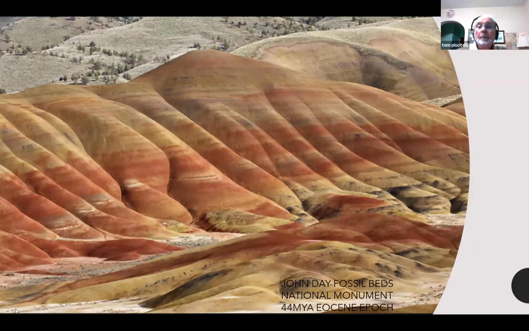The fossil plants and animals at John Day have been preserved in colorful layers of volcanic ash. The predominant plants were angiosperms, flowering plants, and gymnosperms that produce seeds without fruit, such as ginkgo and yews. Angiosperms make up 80% of all known green plants.